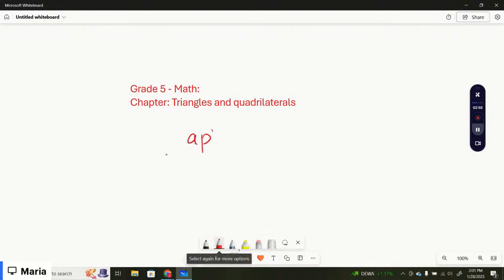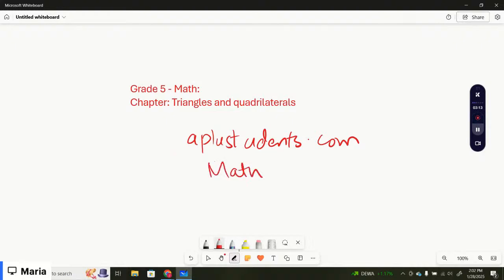You can find all the lessons on aplusstudents.com. You have to log in there using your email address and password as provided by the administrator. Then you have to select math from the subject tab. Scroll down to grade 5 math and then click on view all lessons. There you can find a list of the chapters. We're going to start with the chapter triangles and quadrilaterals.